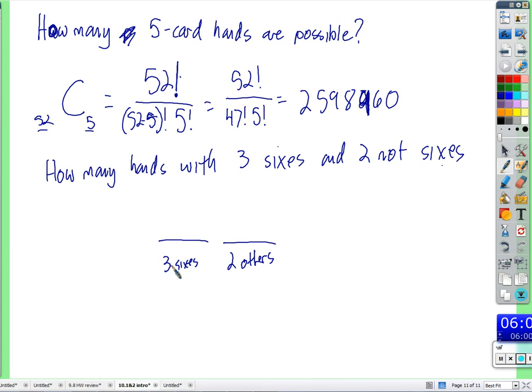How many sixes are there? There's four. If you didn't know that, there's four of every kind of card, one in each suit. Okay, 16. Just guessing 16?